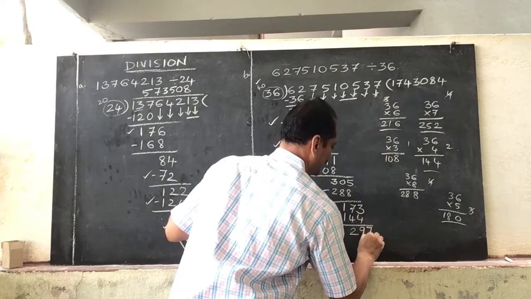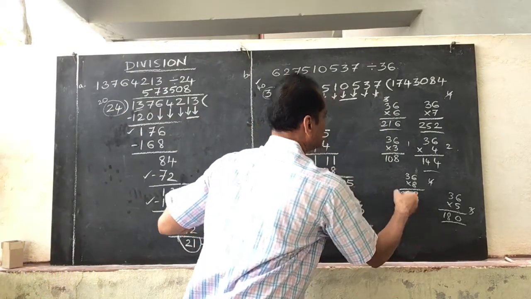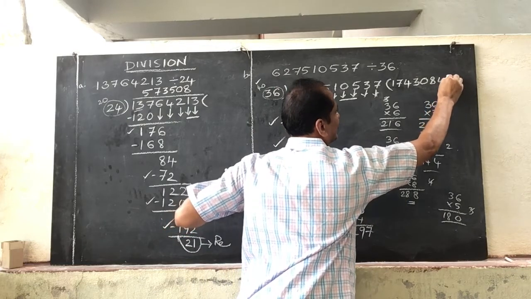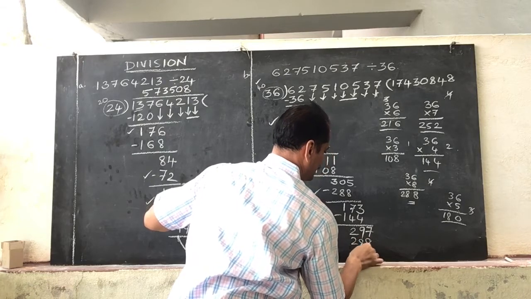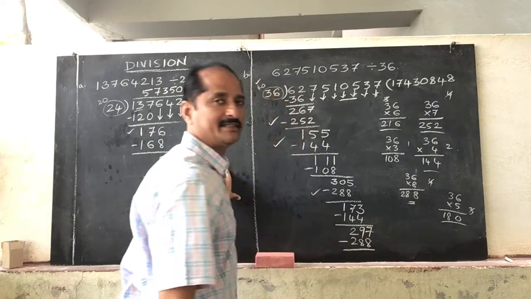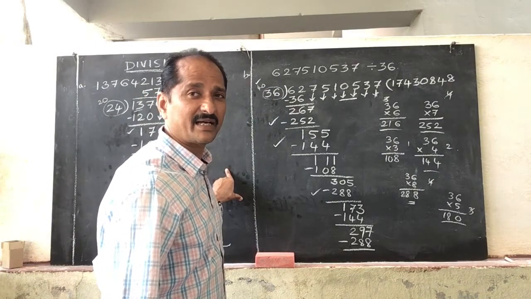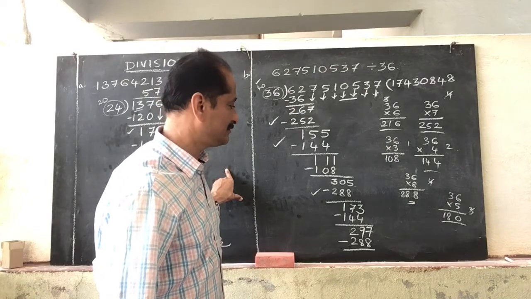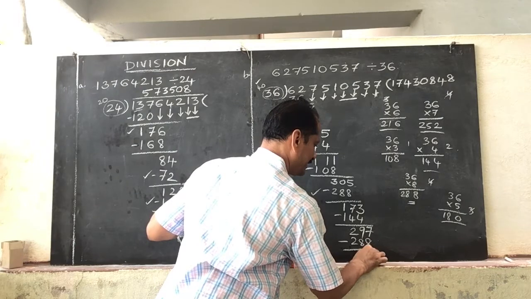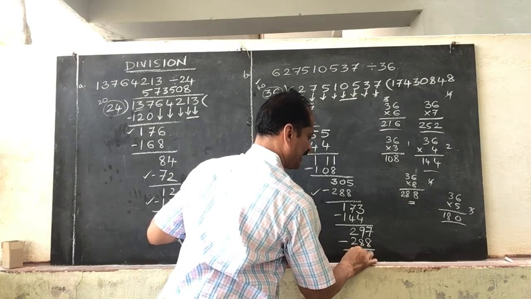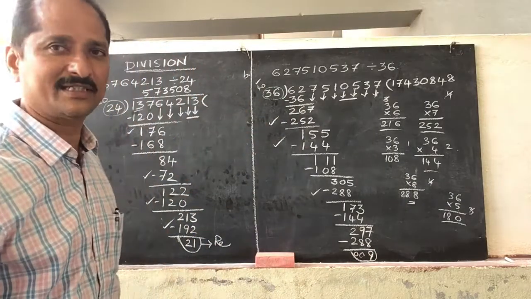So 297. Which one will you take? 288. 36 nines or 36 eights? 36 eights are 288. Remainder: 17 minus 8, 8 after up to 17. So 9. 8 minus 8 is 0. 2 minus 2 is 0. So 9 is the remainder. 9 is less than 36, so this step is also correct.